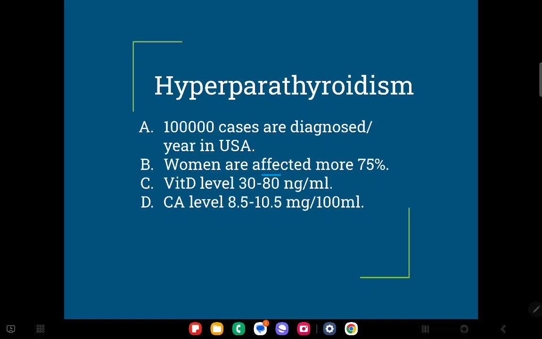Calcium level in the blood is 8.5 to 10.5 milligram per 100 mL, and it has to be regulated as that. If it increases more than that, it is hypercalcemia. We can divide hypercalcemia into 3 levels: mild, moderate, and severe hypercalcemia. Severe hypercalcemia could be an emergency because it has very bad consequences on the heart, and it can cause arrhythmias and cardiac arrest.